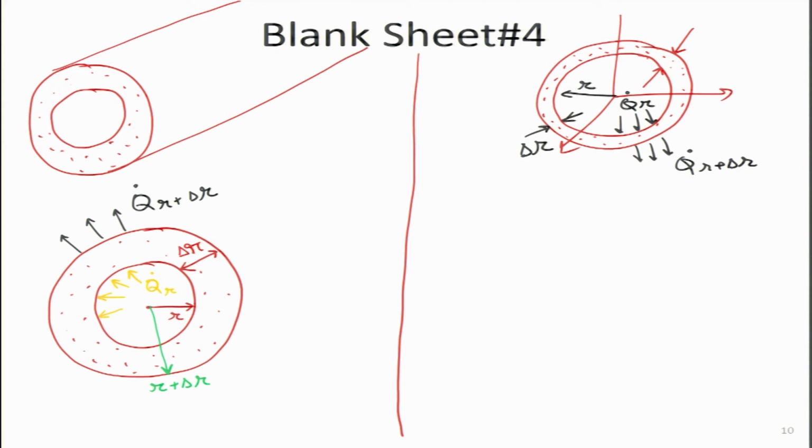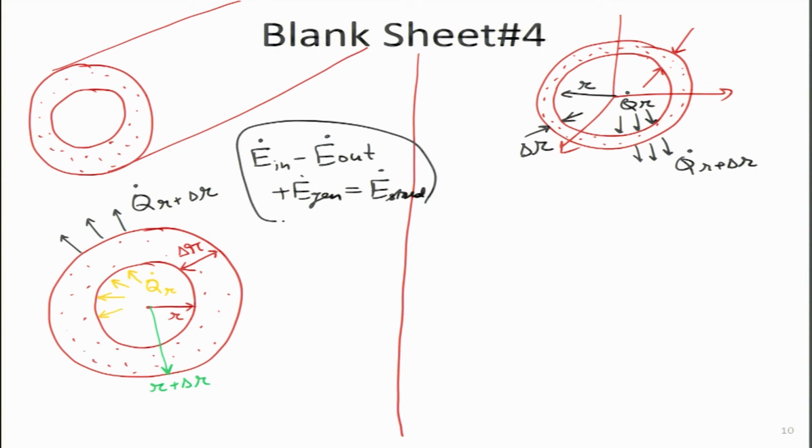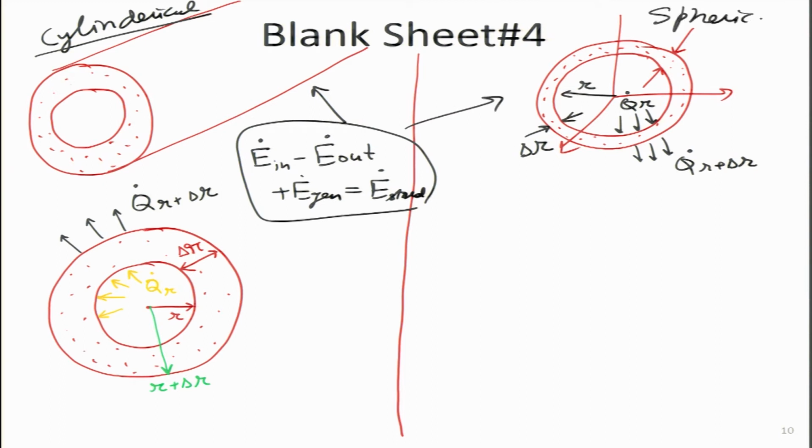All we need to do is write again the energy balance equation. So, over here E dot in, minus E dot out, plus E dot generation is equal to E dot stored, and this we can do for the cylindrical case as well, and we can do for the spherical case as well. This part I am leaving for the audience to do themselves, because the analysis is very similar and I am pretty sure that you will be able to do it. Let me just go ahead and write the final result that we will be obtaining.